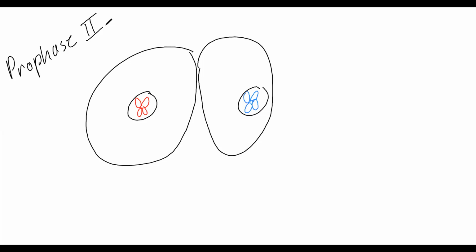In prophase 2, this time we don't need to replicate the DNA. Why? Because we have enough. And so the nucleus disappears at the start of prophase 2, and pretty much everything's ready. Next thing we need to do, metaphase 2.